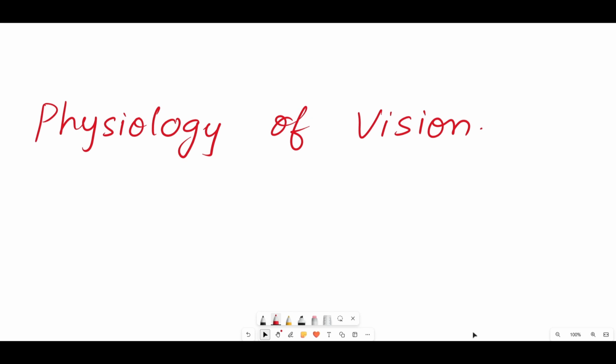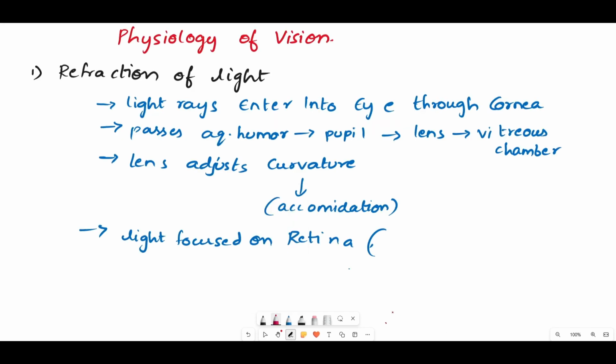In the last video, we learned how to draw the structure of the eye. Today we will see the physiology of vision, how the light entering the eye is converted into vision. Simple steps, easy understanding and exam oriented points. Stay till the end because once you understand this process, you will never forget the vision again.